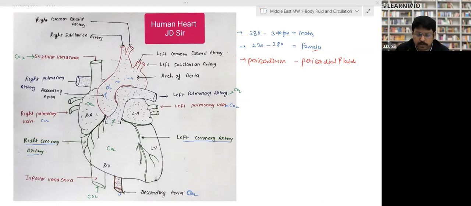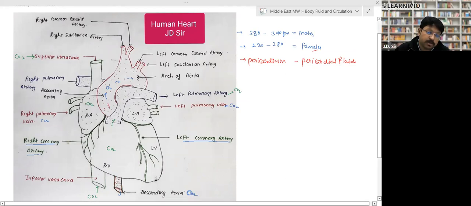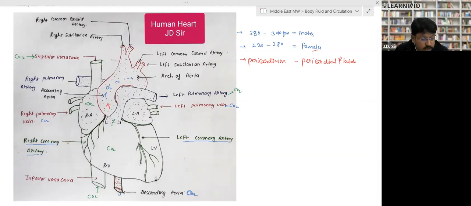Next, make a star. That's important. The coronary artery is very important. Make a star. It's a question for me. Coronary artery arises from the ascending aorta. Where? From here. You can see in the diagram. This is the ascending aorta, and this is the coronary artery. Coronary artery arises from the ascending aorta and supplies oxygenated blood to the heart.